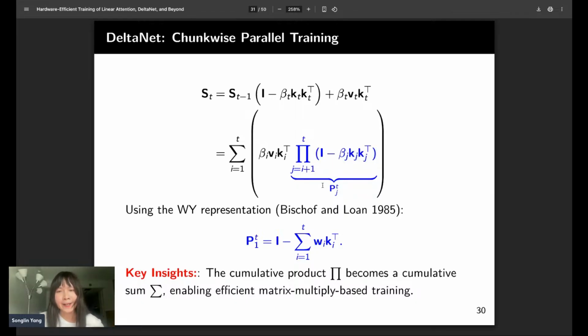A well-known theory is that we can rewrite this cumulative product as a cumulative sum using this WY representation. This makes the optimization much easier, because this cumulative sum of outer products can be written very easily as matrix multiplication. This is very similar to the linear attention state update rule before, and we will show that this cumulative sum of outer products can be written as matrix multiplication.